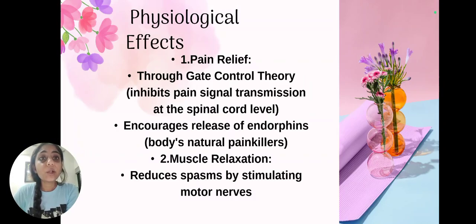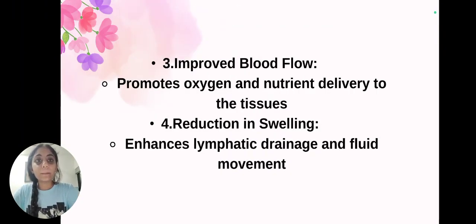Now, physiological effects. Pain relief through gate control theory inhibits pain signal transmission at the spinal cord level, and encourages release of endorphins, the body's natural painkillers. Second, muscle relaxation, reducing spasm by stimulating motor nerves. Improved blood flow promotes oxygen and nutrient delivery to the tissues. Reduction in swelling, enhancing lymphatic drainage and fluid movement.